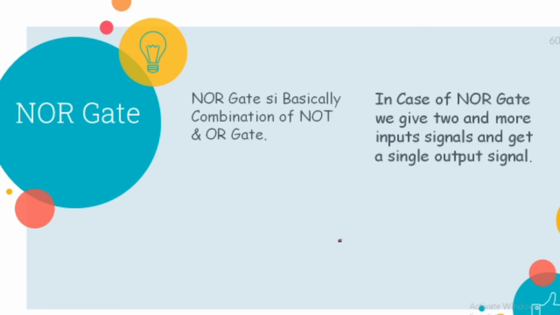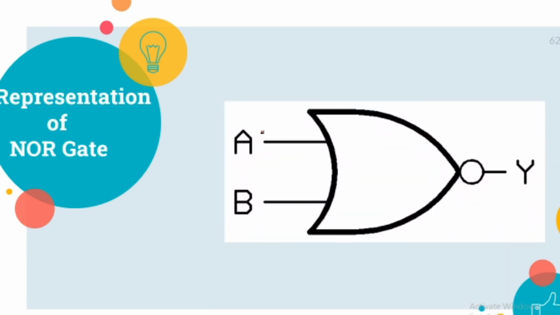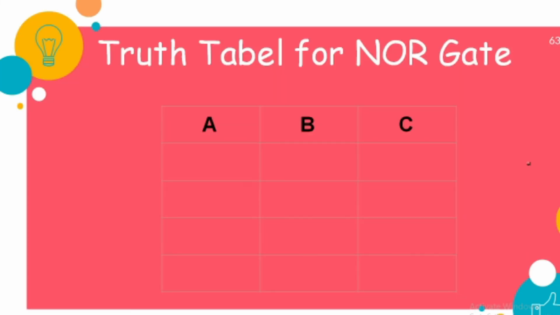In case of a NOR gate, we give 2 or more input signals and get a single output. For the NOR gate, we have the representation here. In this case, this is our input A, this is input B, and we get an output of Y. Now let's discuss its truth table. In this case, we have A and B as our inputs and C as our output.